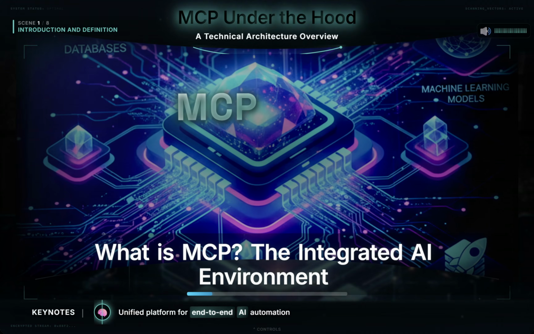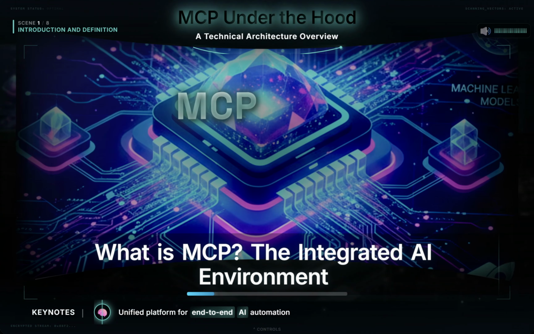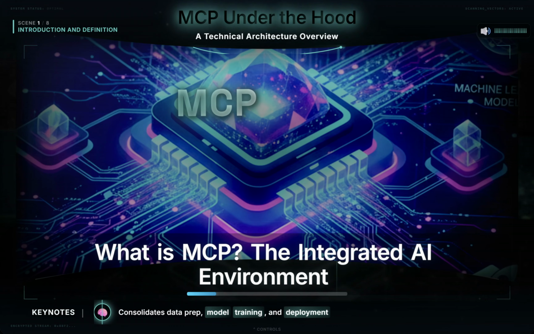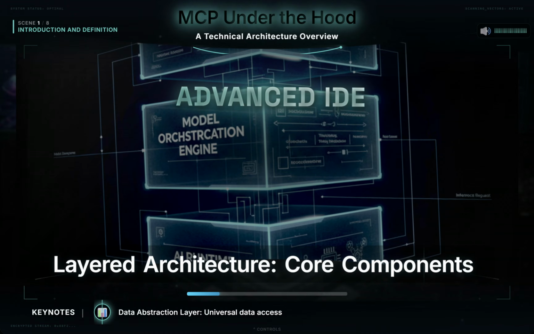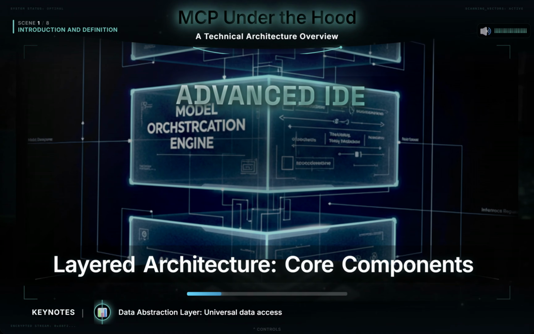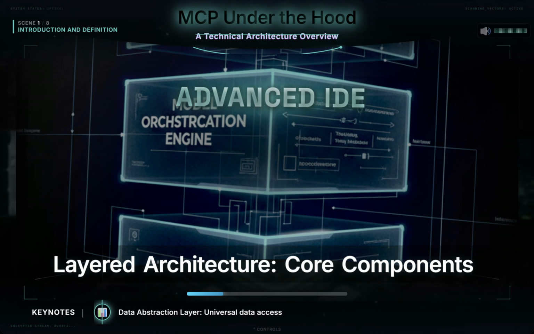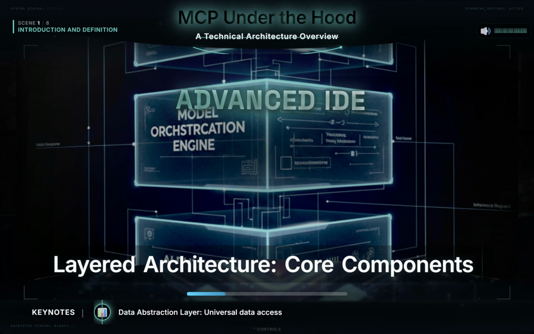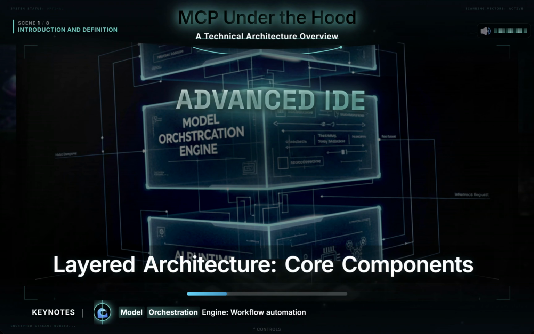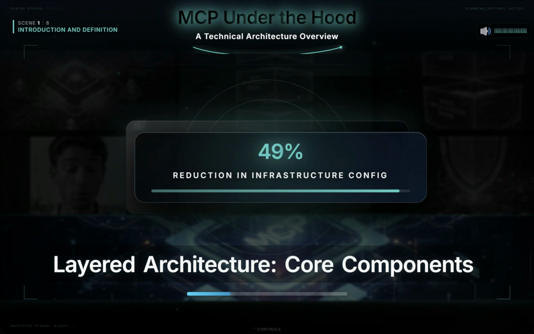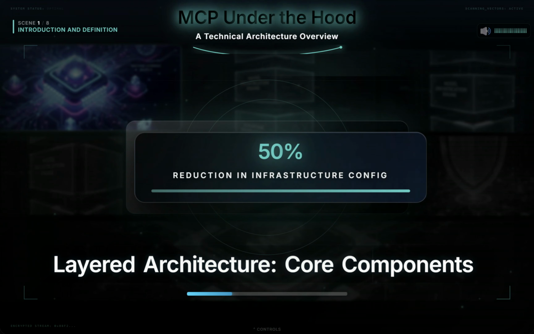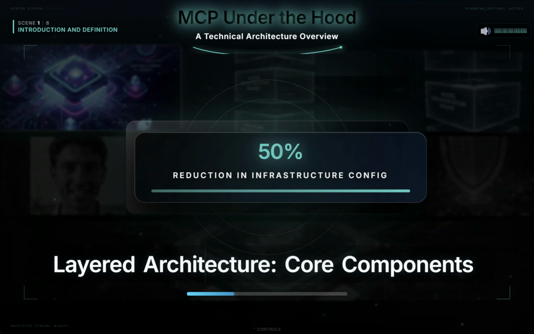At its core, MCP isn't just another tool. It's a meticulously crafted layered architecture. Think of it as a robust platform designed to abstract away the underlying complexities. We're talking about dedicated layers for data abstraction, sophisticated model orchestration, and a resilient, high-performance runtime environment. This modular approach ensures both flexibility and maintainability as your AI initiatives scale.